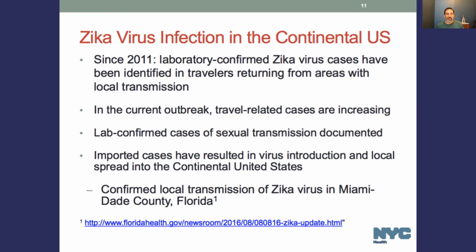Since 2011, though, laboratory-confirmed Zika virus cases, as you might expect, have been identified in travelers returning from areas that have this sort of sporadic local transmission. And in the 2016 outbreak, travel-related cases were increasing because of travel to those areas of the world where there was an outbreak. There have been lab-confirmed cases of sexual transmission that have been documented, and imported cases of the virus have resulted in local spread, even in the continental US. Specifically, there have been confirmed cases of local Zika virus transmission in Florida and also, I believe, Texas.